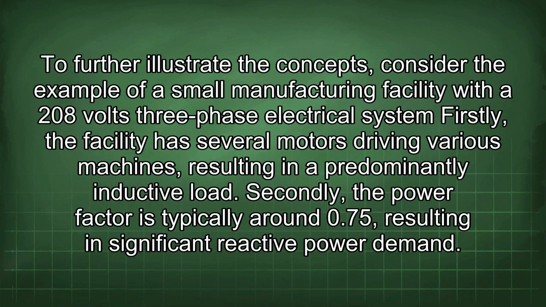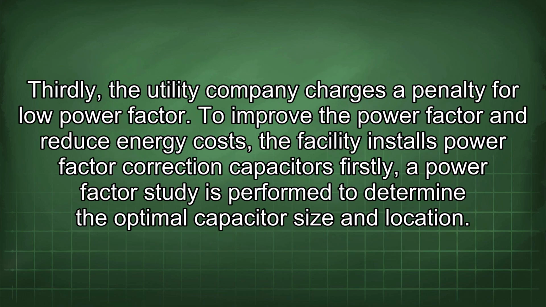To further illustrate the concepts, consider the example of a small manufacturing facility with a 208 volts three-phase electrical system. Firstly, the facility has several motors driving various machines, resulting in a predominantly inductive load. Secondly, the power factor is typically around 0.75, resulting in significant reactive power demand. Thirdly, the utility company charges a penalty for low power factor.